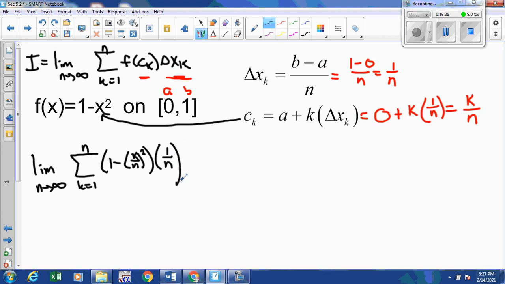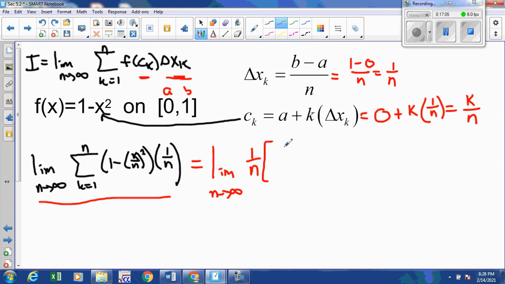I think you can see this should look very, very similar to the problems we did last week on our homework: finding the limit of a sigma. And we're going to do the same thing by using our formulas. So if you remember how we did this, the first thing I'm going to do is pull out the 1 over n.